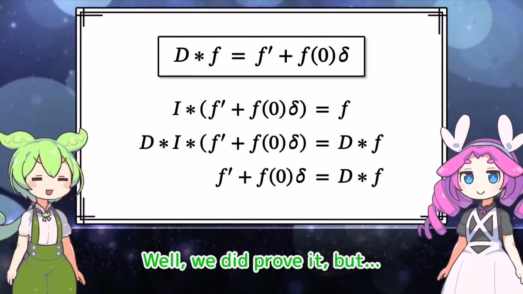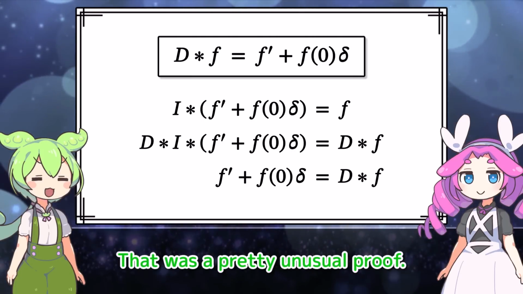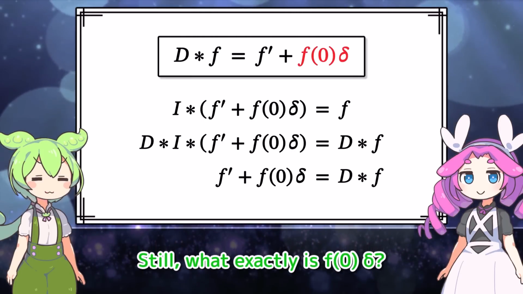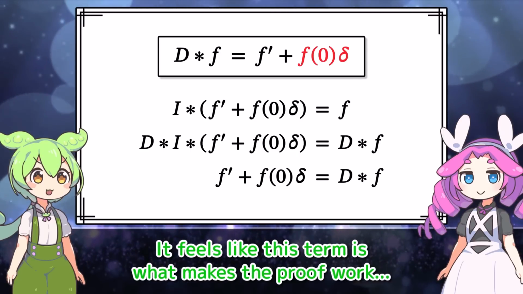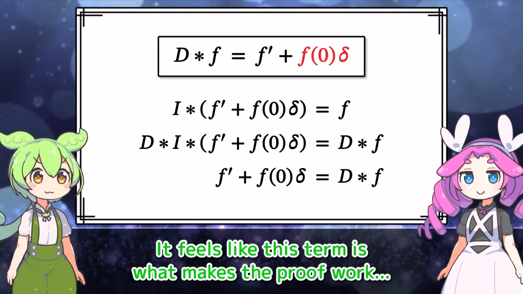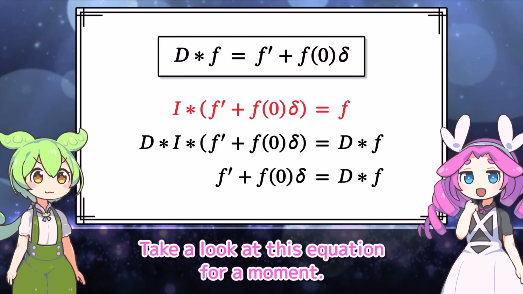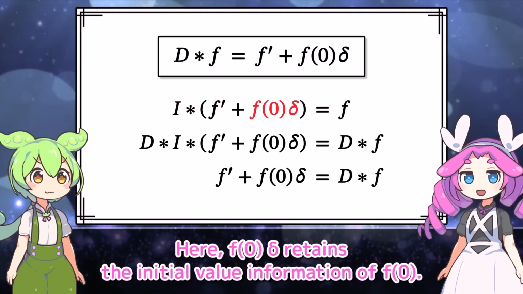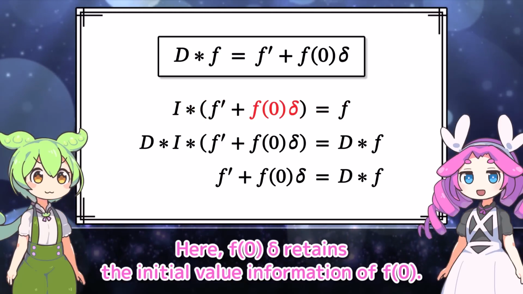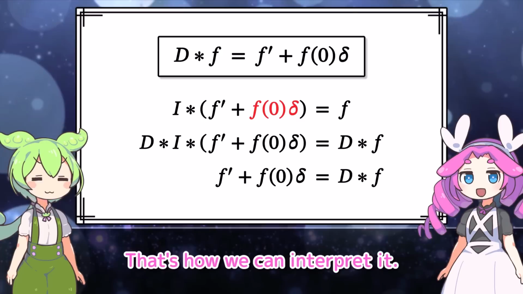Well, we did prove it, but that was a pretty unusual proof. Still, what exactly is f of 0 delta? It feels like this term is what makes the proof work. That's an interesting point. Take a look at this equation for a moment. Here, f of 0 delta retains the initial value information of f of 0. That's how we can interpret it.